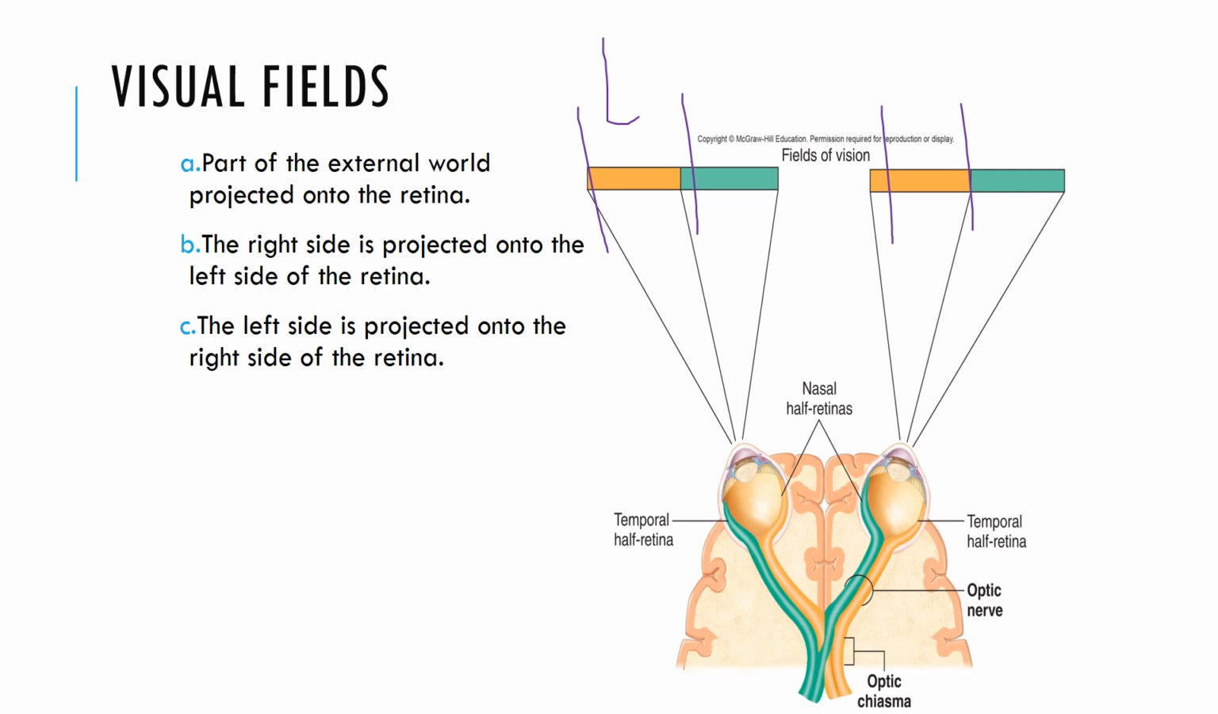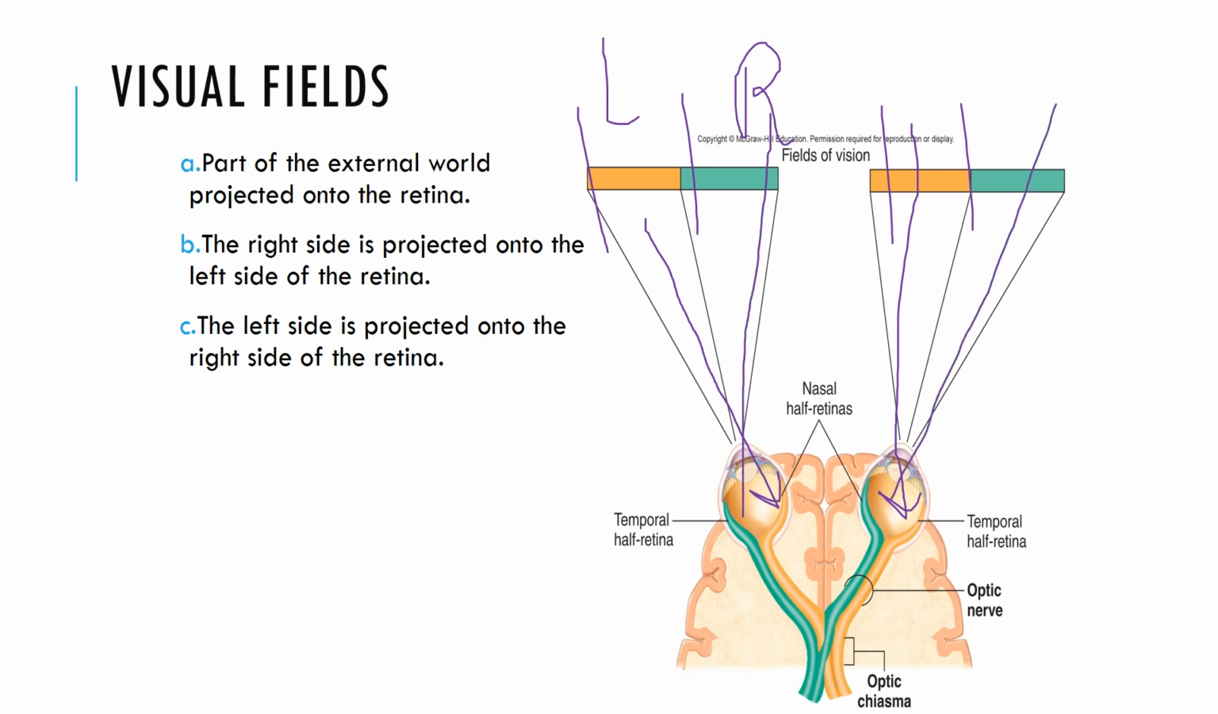the yellow represents the left side within our visual world. And so that information is going to be transduced onto the right side of the retina for both the left and the right eye. And then the opposite is true for the right side of our external world, which is going to be projected onto the left side of the retina, where that information is going to converge from both eyes into the optic chiasm and then eventually into the optic nerve.